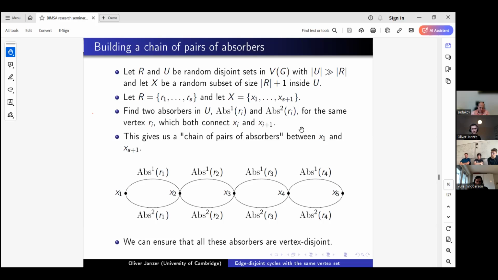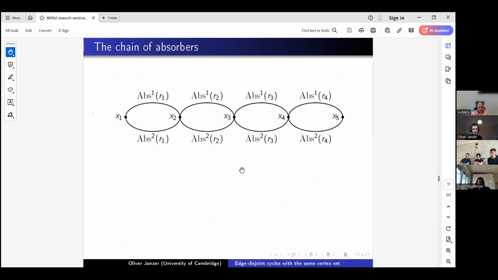So what I need about these absorbers is just that their vertex sets are disjoint. I mean, obviously, they're not completely vertex disjoint because they overlap on these xi's, but otherwise, whatever looks like distinct vertices in this picture are distinct. You can find such a structure using the property that U is a nice set and R is a random set. I'll not explain how exactly.